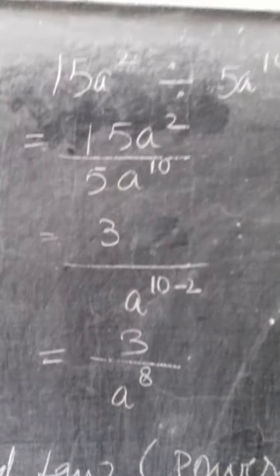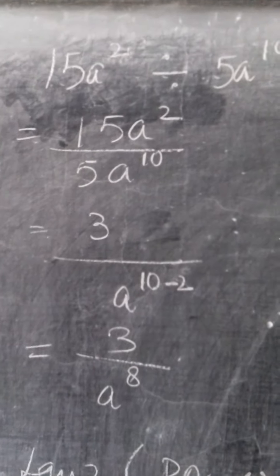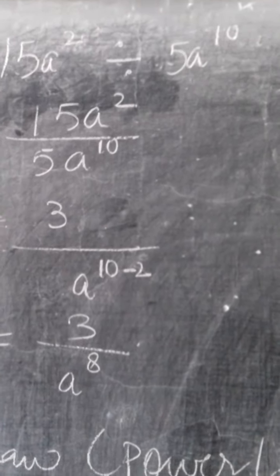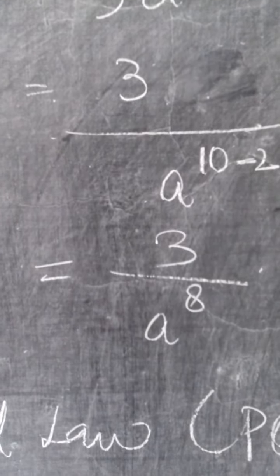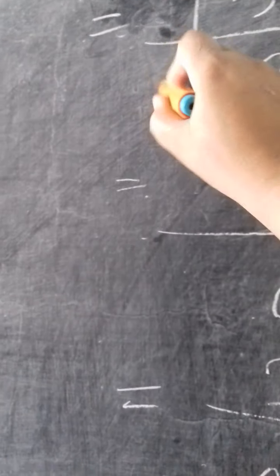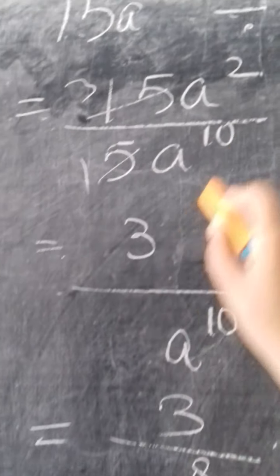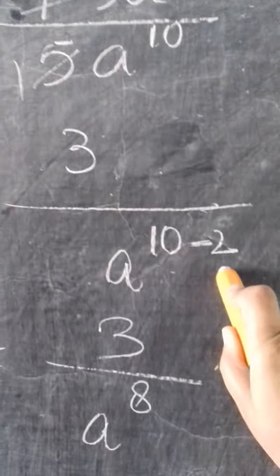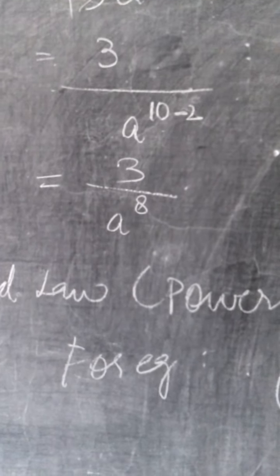Now one more example, children, if the power in the denominator is big. 15a square divided by 5a to the power 10. Now 5 ones are 5 and 5 threes are 15, so 3 in the numerator, and this power 2 will come down. So a to the power 10 minus 2. The answer will be 3 upon a to the power 8.